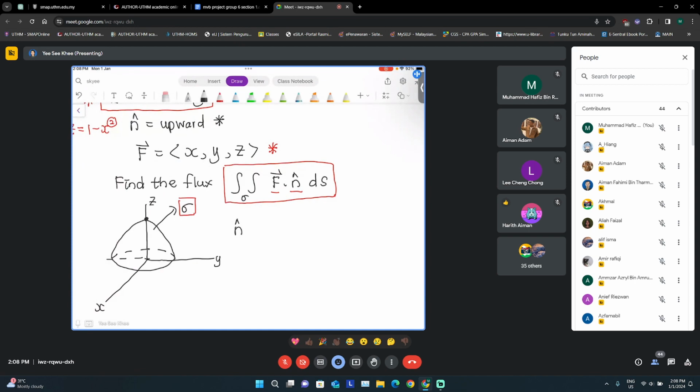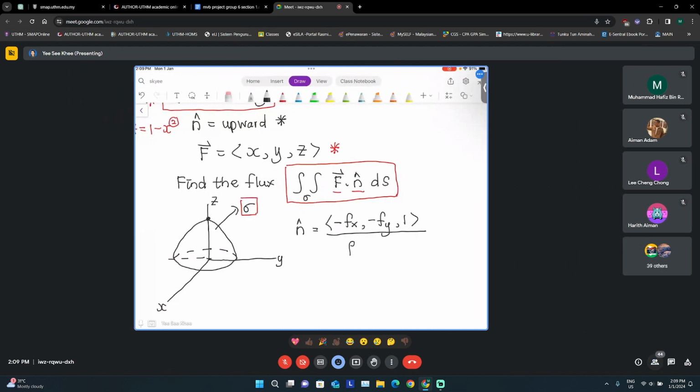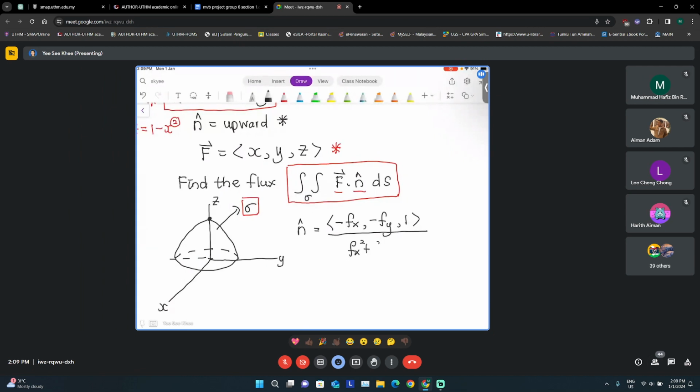Okay, we talk about the n. So this unit vector normal n. The question tells us that it is upward. In the upward position, you can look at your equation for upward. What kind of equation do you have to use? If it is upward, you have to apply this equation: minus fx, minus fy, 1, this is a positive 1, divided by the square root of fx squared plus fy squared plus 1. This is the equation that you have to use to find the unit normal vector.